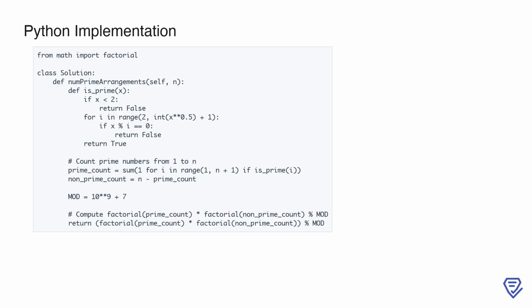Since the result can be large, it is taken modulo 10 to the power of 9 plus 7, as specified in the problem. The solution is efficient and handles edge cases such as small values of n, e.g., n equals 1 or 2, gracefully. The use of the factorial function from the math module ensures the factorial computation is optimized, while the modular arithmetic ensures numerical stability even for large n values. The code is clean, concise, and adheres to best practices for readability and performance.